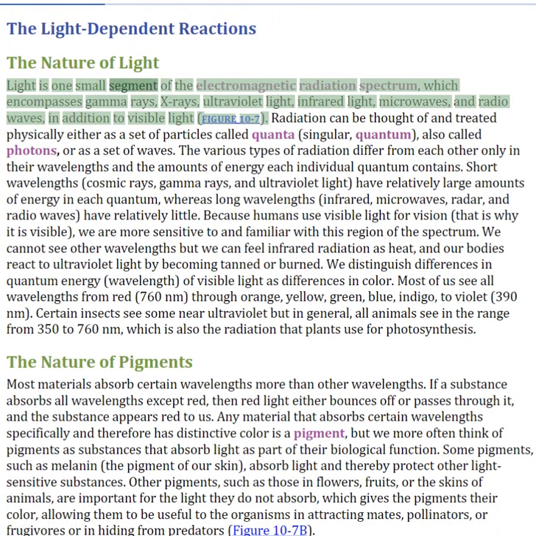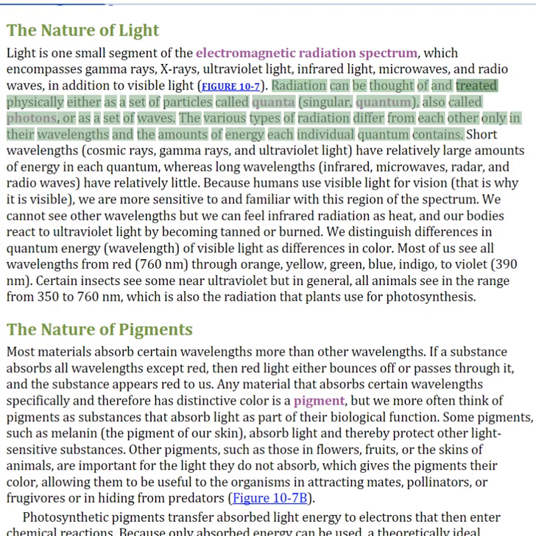Light is one small segment of the electromagnetic radiation spectrum, which encompasses gamma rays, X-rays, ultraviolet light, infrared light, microwaves, and radio waves, in addition to visible light. Radiation can be thought of and treated physically either as a set of particles called quanta, also called photons, or as a set of waves.